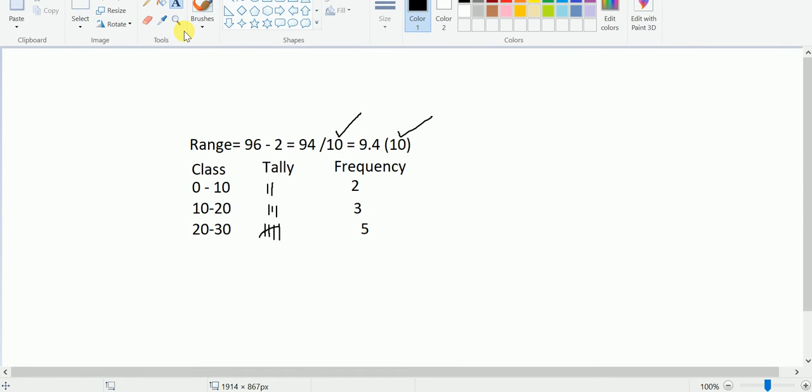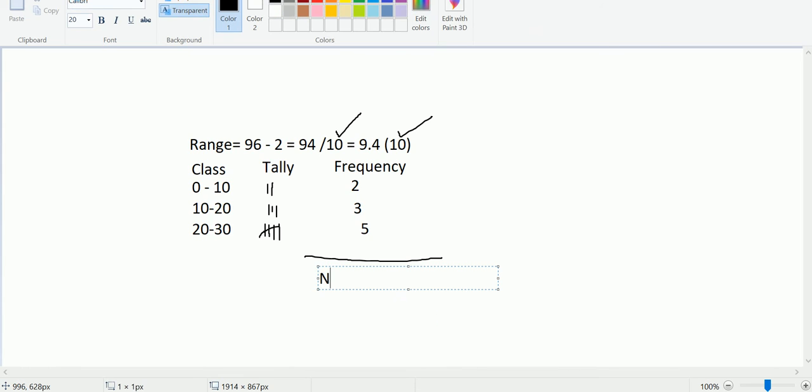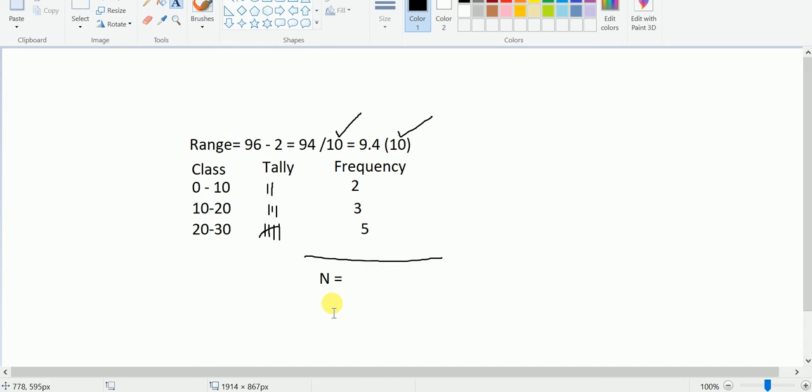So after finding out the frequencies, what to do at the end? We need to find out the total values here, and that is represented by n or summation f.